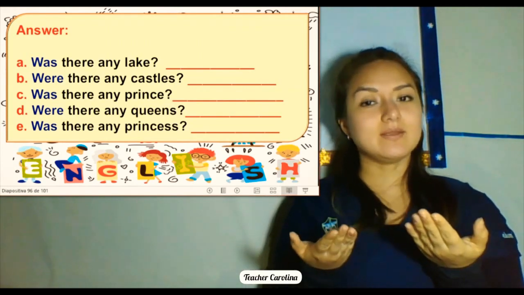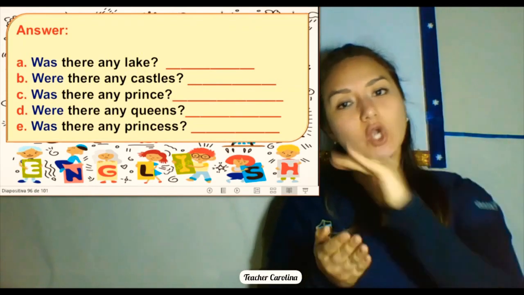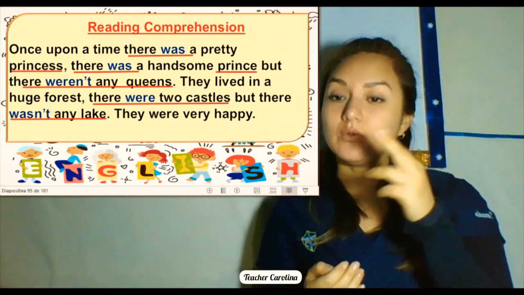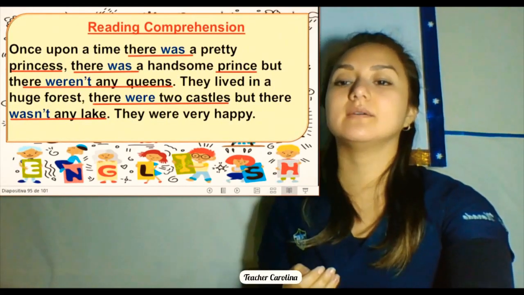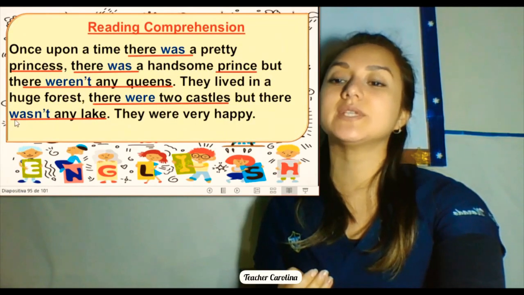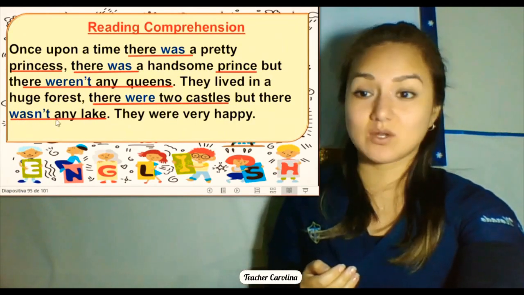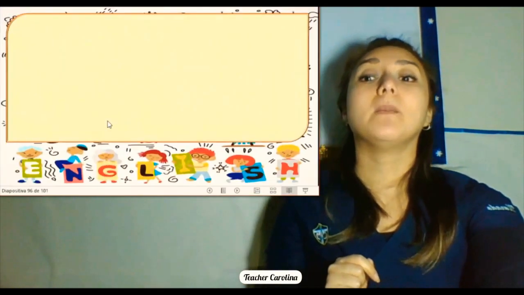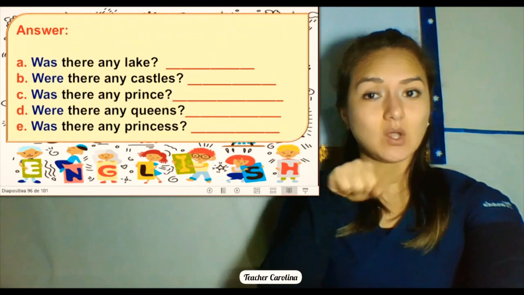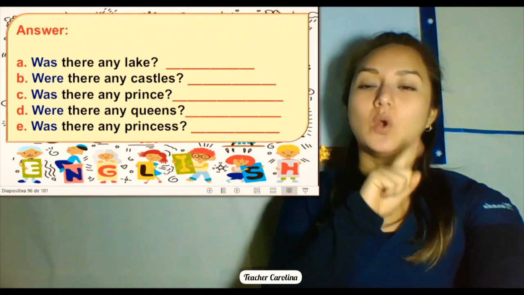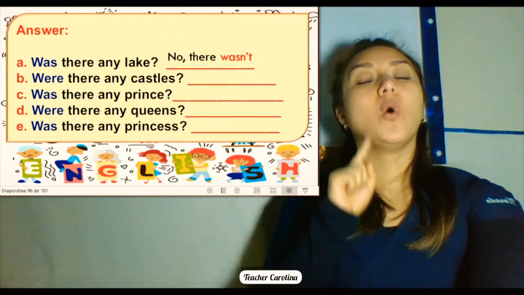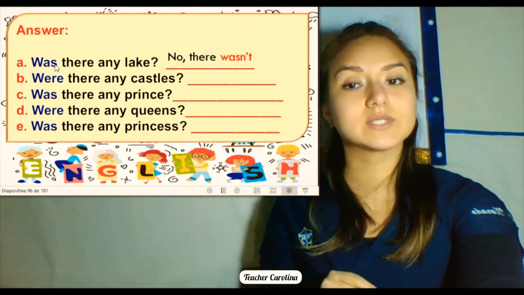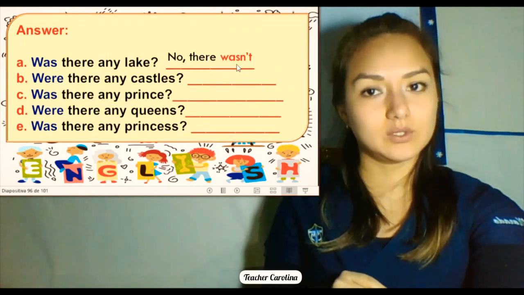Was there any lake? According to the reading, let's go back to the reading. Okay, now you're going to see. Lake. The question was about the lake. In here it says, wasn't any lake. Wasn't. So, my answer is going to be yes or no? No, right? No, there wasn't. My question with was, my answer with was.